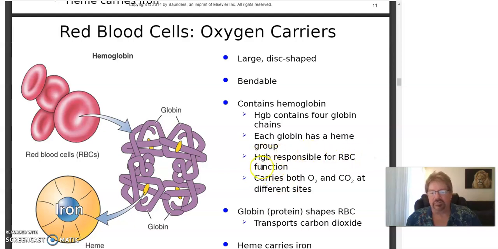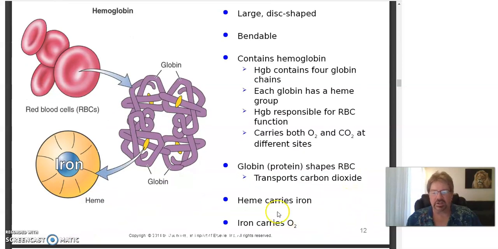Hemoglobin is responsible for red blood cell function. Each globin has a heme group. That's where the heme in hemoglobin comes from. Carries both oxygen and carbon dioxide. Globin transports carbon dioxide. Heme carries iron. Iron carries the oxygen. So here's what it's saying. There's a bunch of hemoglobin molecules in every red blood cell. They consist of a heme and a globin portion. And the heme has iron atoms. They transport oxygen and carbon dioxide.